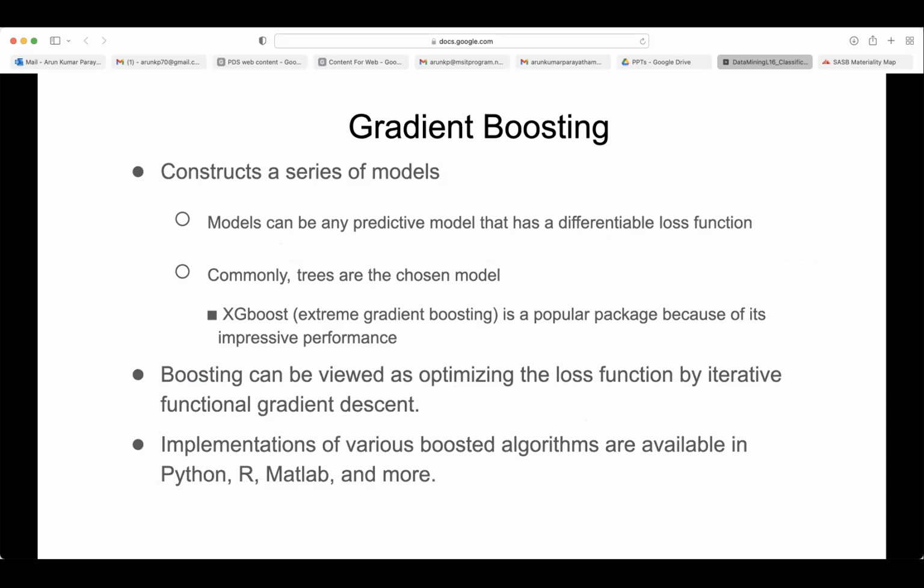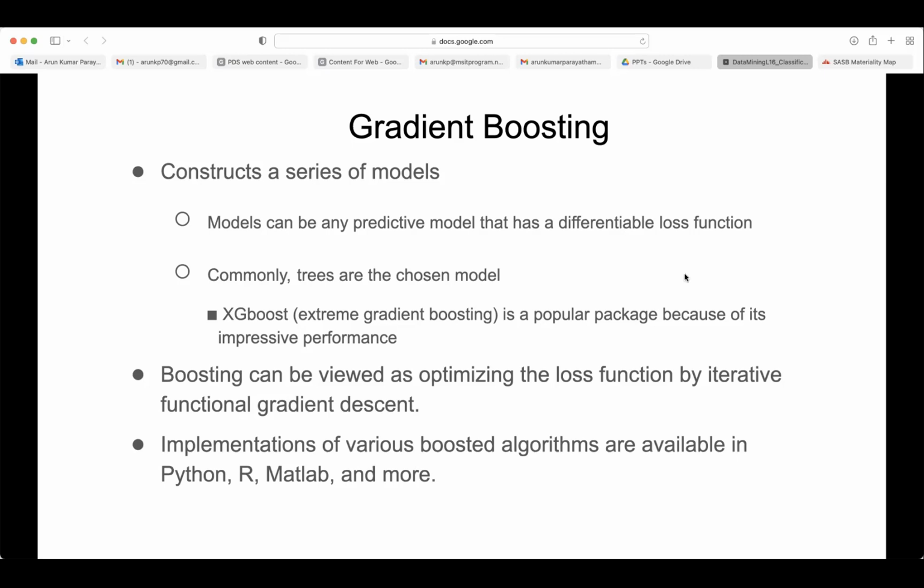One more ensemble method is called gradient boosting. It constructs a series of models. The models can be any predictive model that has a differentiable loss function. What is a loss function? It measures how far our prediction is from the actual. We need to define it for each algorithm, so that we can try to reduce that loss. It is not uniform; there are different types of loss functions.